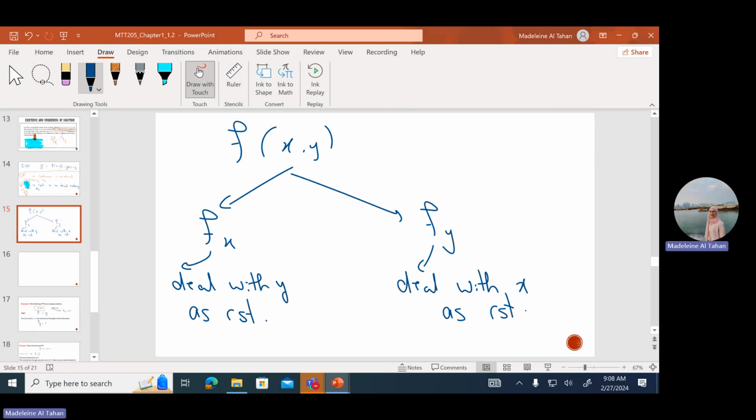What I need you to do is to write in front of you f equals x squared y. Please write f equals x squared y and find f_x and f_y just to make sure that we understood.